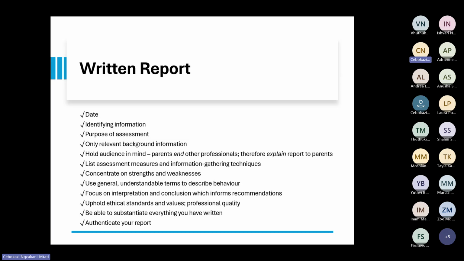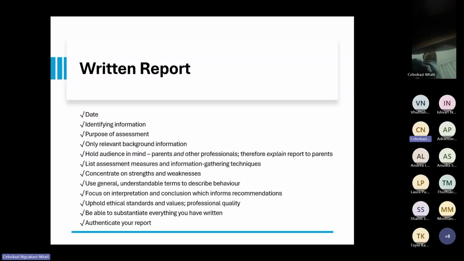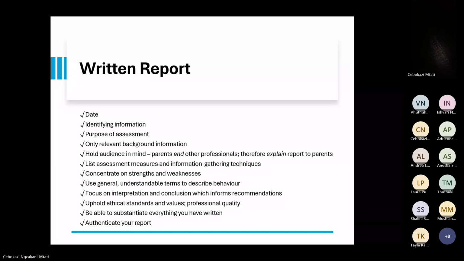And then you need to also, in your report, list the assessment measures that you have used and how you have gathered information. How you've gathered information besides the assessment is that maybe you've gotten collateral information from the teachers and also from the parents, but also from your clinical observations with your client. So that's how you might have gained some information. You need to write that up in your written report so that they can see how you've gathered your information. You also need to concentrate on the strengths and the weaknesses.